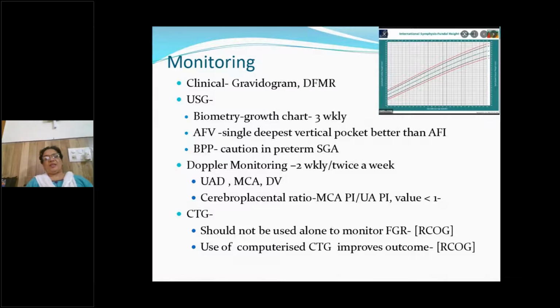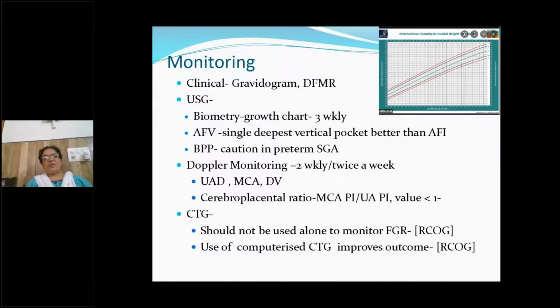Then the cerebroplacental ratio, that is the ratio of the fetal middle cerebral artery pulsatility index divided by the umbilical artery PI. If the value is less than 1, it is associated with adverse outcome. So this is an early indicator of a systemic response in the fetus, and we use this for monitoring. Then cardiotocography is a part of the biophysical profile, and it can be used when the Dopplers are abnormal and when we are closer to term, when we want to time the delivery.